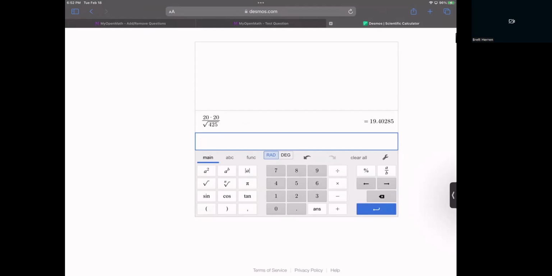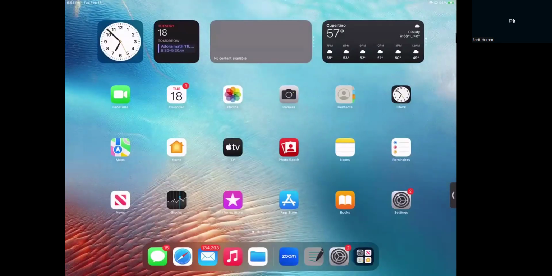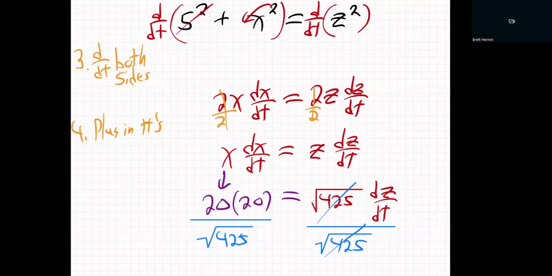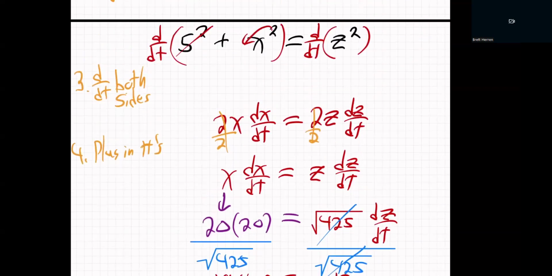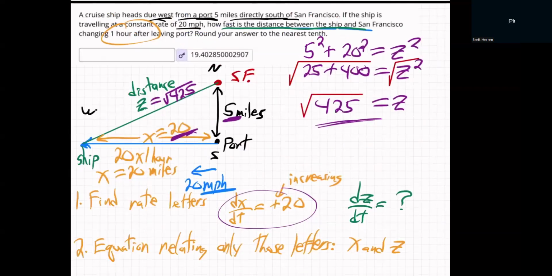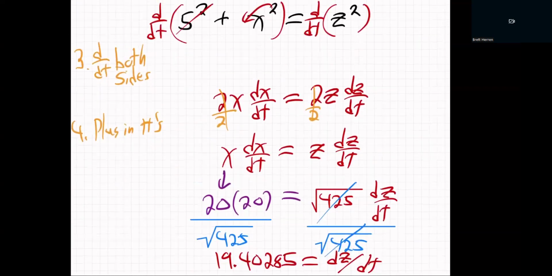I'm getting 19.40285. So that's dz/dt. Is that right? 425, yeah, 19.40285. There we go. We found out how fast the distance between the ship and San Francisco is changing 1 hour later. There we go.